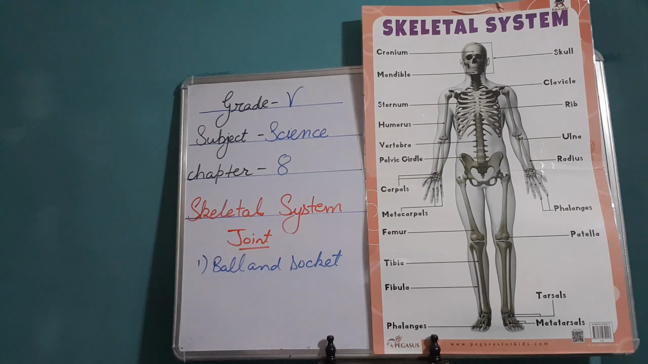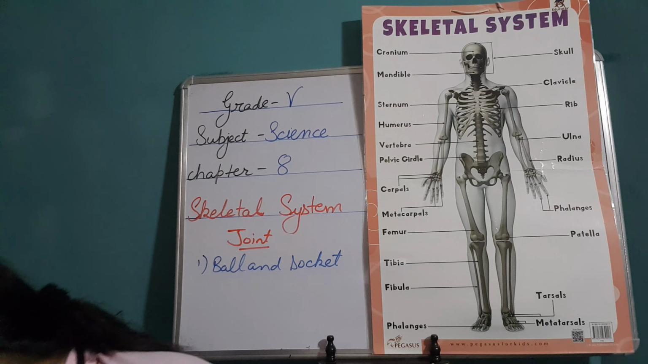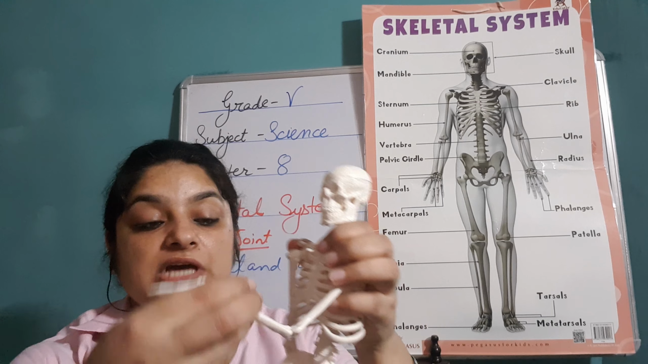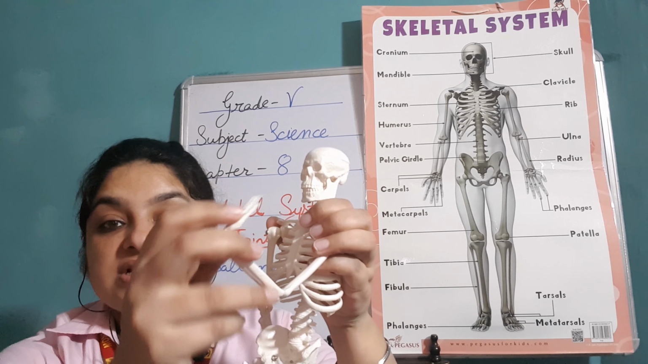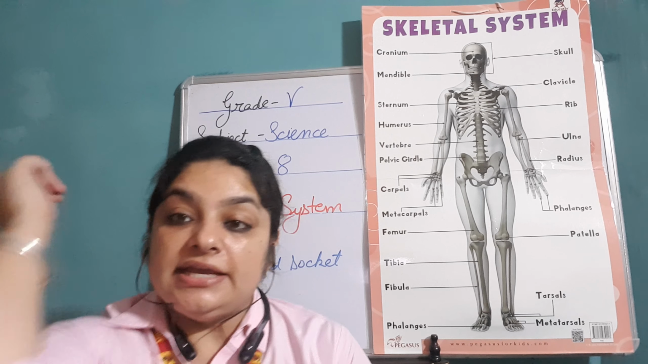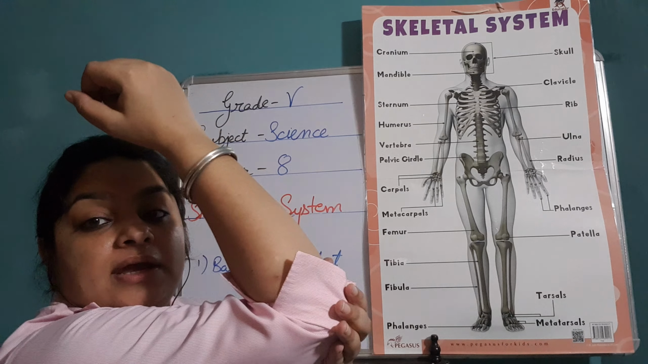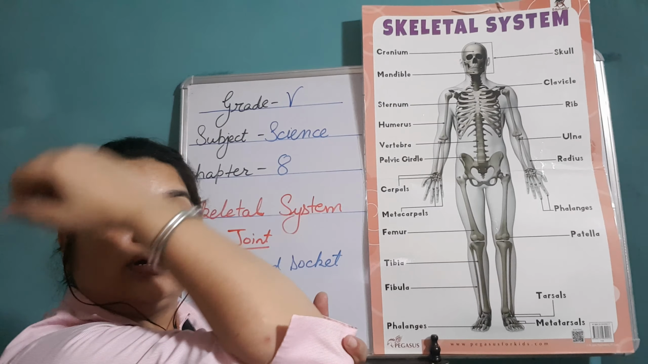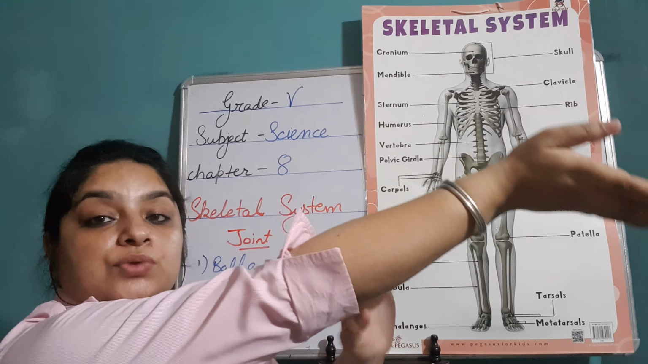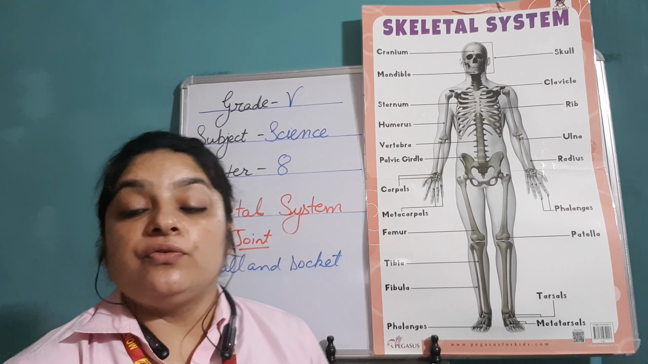After this, the next one is the hinge joint. Hinge joint is a type of joint which always allows movement only in one direction. We cannot move in another. For example, it is present in our knee and elbow. From here, it allows me to move only in one direction. I can't move it in another. So this type of joint is known as a hinge joint.